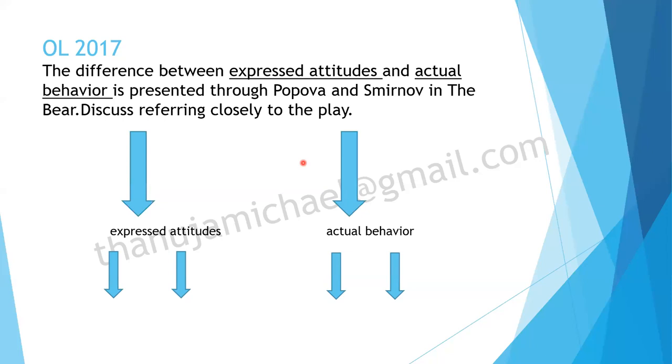Smirnov was ready to fight. But what happens at the end? Look at the words Popova uses: scoundrel, bear, boar, bourbon. But then she doesn't fail to notice, she says, your throat, your fist. So she doesn't fail to observe these physical features of Smirnov. So we see her as a very delicate woman, weeping over, lamenting, the one who goes to the extent of fighting, which shows physical strength.